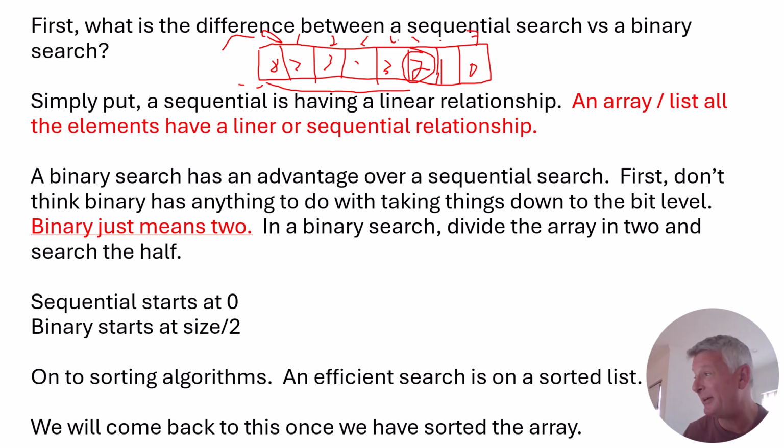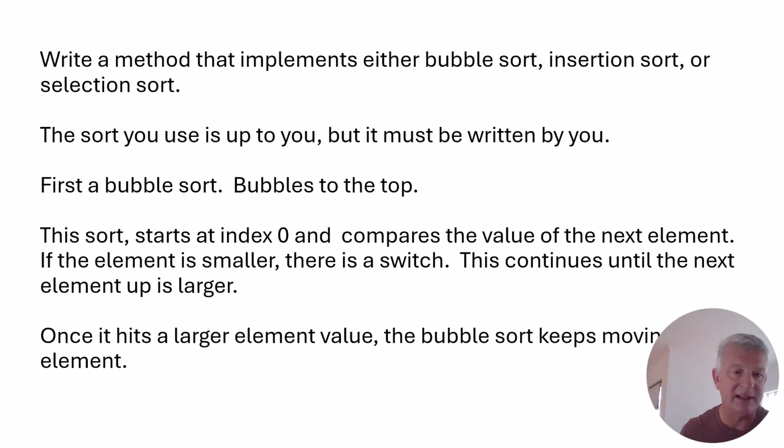In a binary search, you divide the array in two and search that half. Sequential starts at 0. A binary search starts in the middle. So we're going to do a binary search. Then we need to know that we cannot do a binary search on unsorted data. That's really important. Binary search works with sorted data, so we're going to sort our stuff first. We'll come back to this as soon as we have a sorted array. This, of course, is unsorted. So let's get into that.